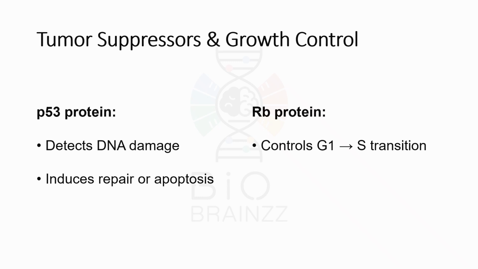p53 is known as the guardian of the genome because it detects DNA damage and either stops the cell cycle for repair or induces apoptosis if damage is severe. RB protein controls the transition from G1 to S phase. If these proteins are not working properly, cells can divide uncontrollably, leading to cancer.